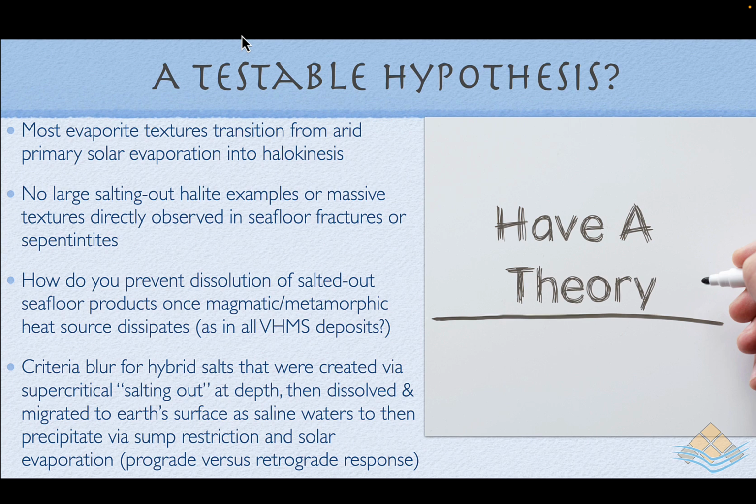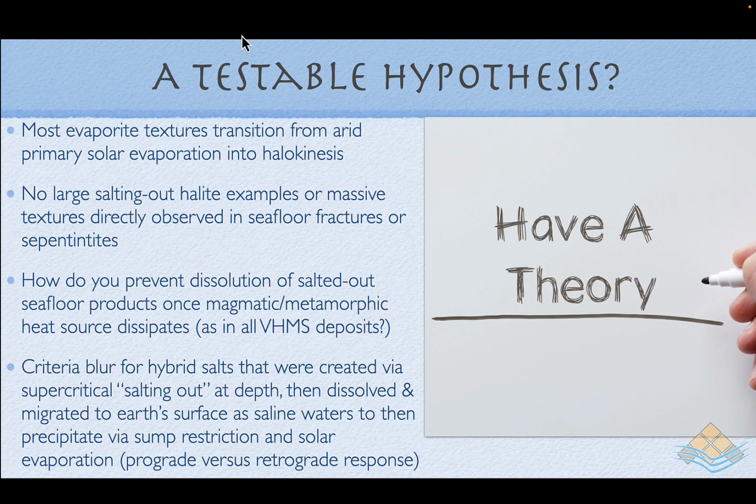Most evaporite textures transition from arid primary solar evaporation textures into halokinesis throughout the rock record. They may not all go to halokinesis. We may retain bedded textures where we see the preservation of abundant depositional and early diagenetic textures. Nowhere in the world do we have documented examples of salting out halite mixtures. Nor do we see the massive textures that should be associated with those seafloor fractures on the seafloor, nor do we see them in the serpentinites.